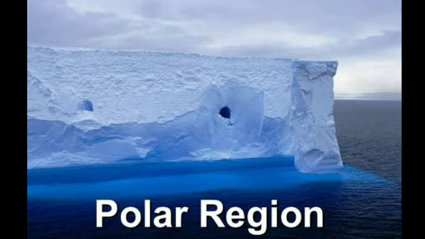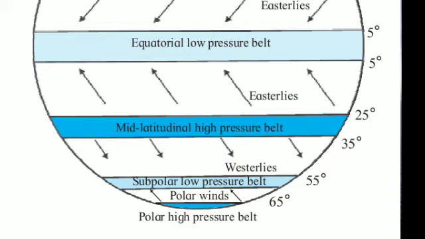So here, students, as the temperature is low and the pressure is very high, in this region the pressure belt formed is the polar high pressure belt. We are moving from the equator to the pole. We are moving towards higher and higher altitude, in both the hemispheres, students. The latitude is 80 degrees to 90 degrees.